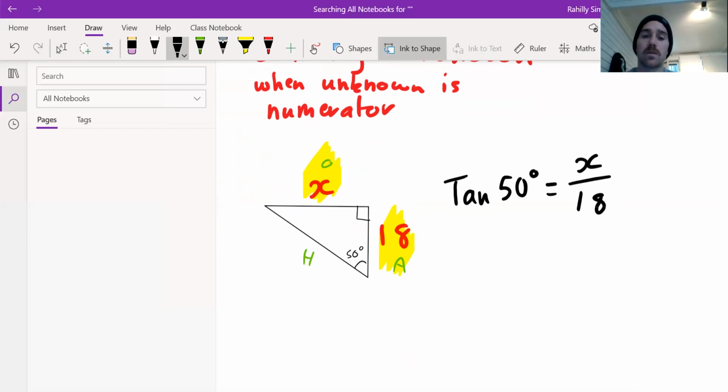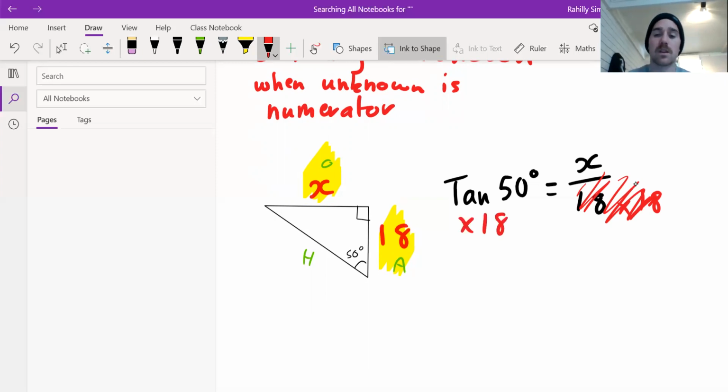Okay, so this is where we're moving on from what we just did in explaining it. All we have to do to solve this is to get x by itself. So we want our equation to look like tan equals x. So get rid of this divided by 18. How do we get rid of divided by 18? Well, the opposite of dividing by 18 is timesing by 18, because that cancels that out. If we do times 18 on the right side of our equal sign, we have to do times 18 on the left side as well.